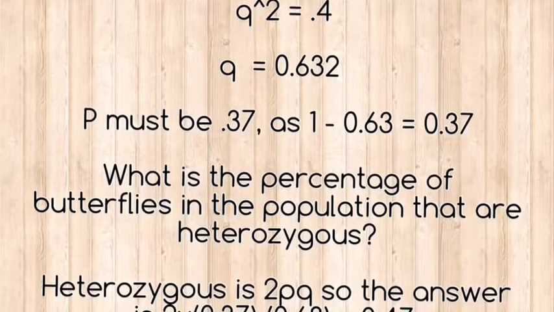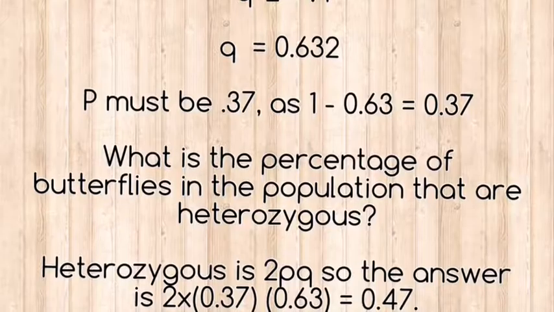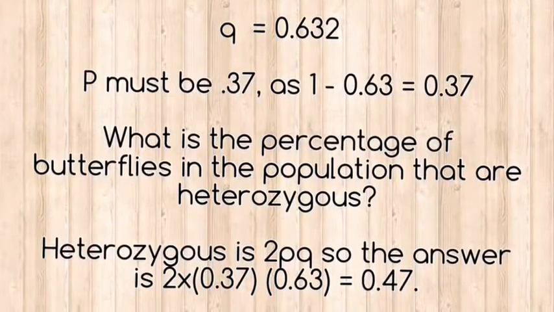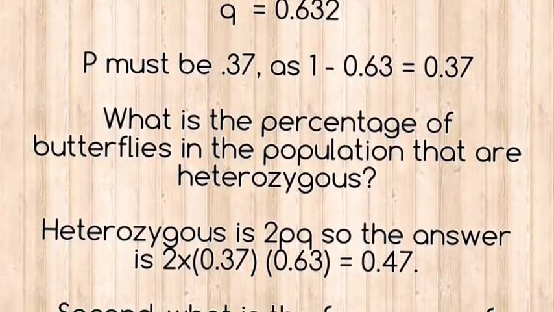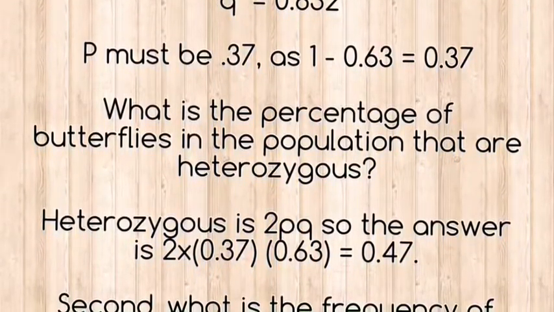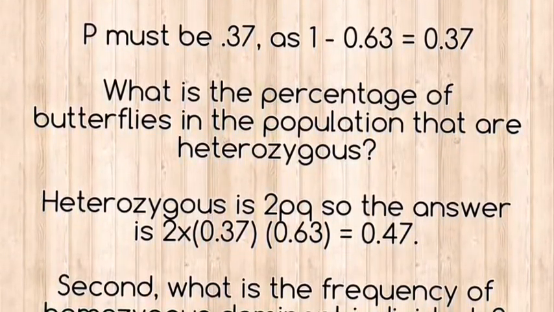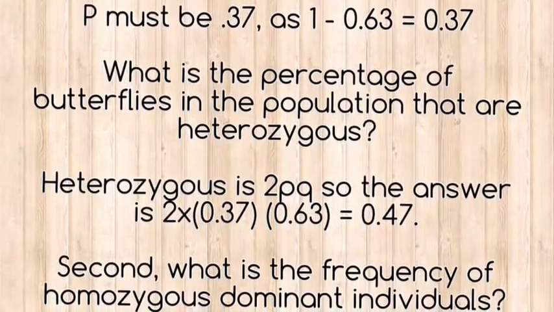To answer the first question, what is the percentage of butterflies in the population that are heterozygous? We look in the equation and see that heterozygous is 2pq. So the answer is 2 times 0.37 times 0.63, which equals 0.47. So about 47% of the population is heterozygous.